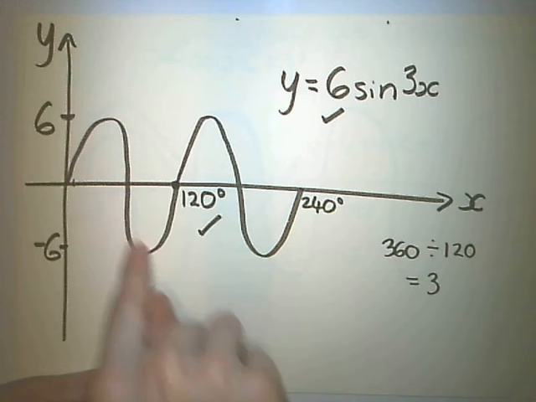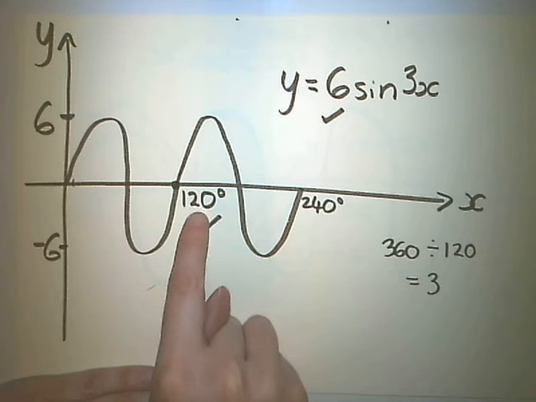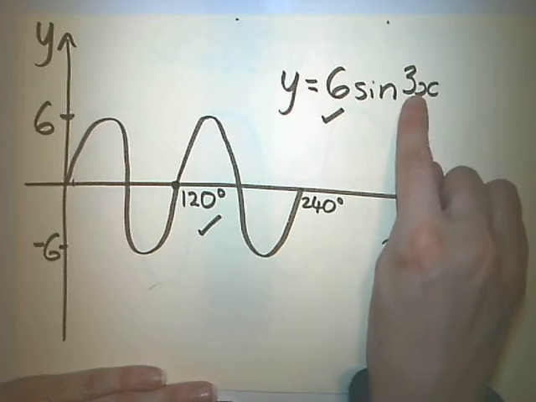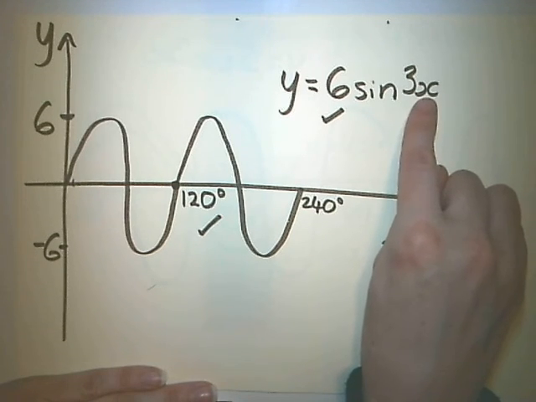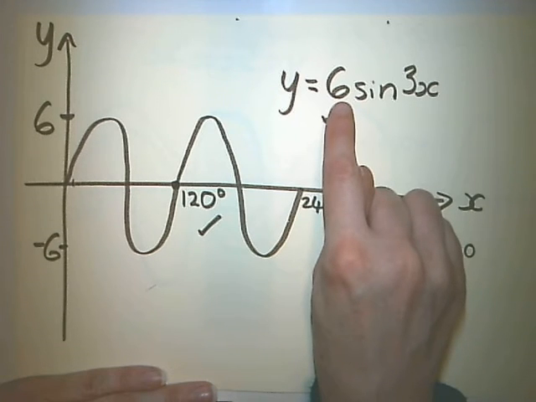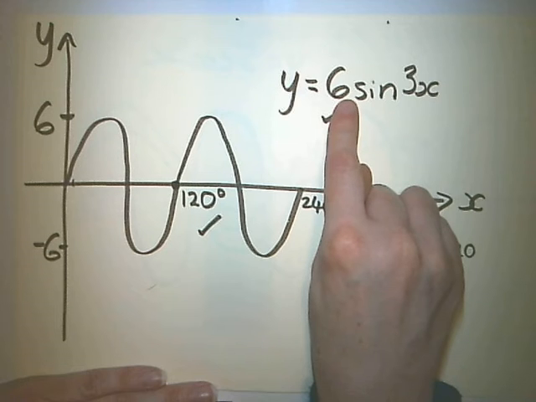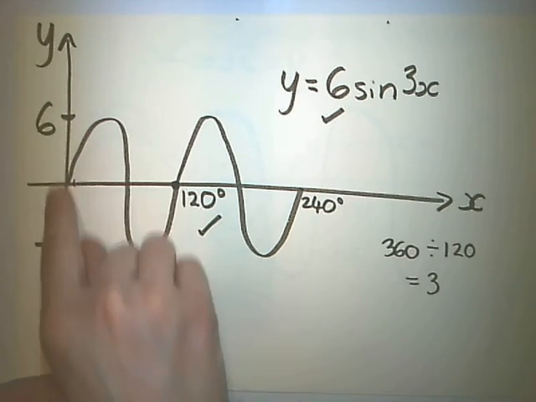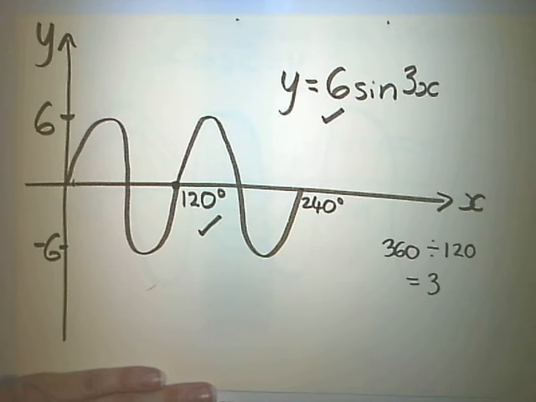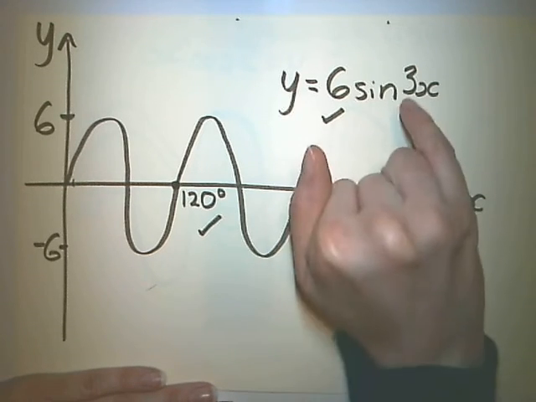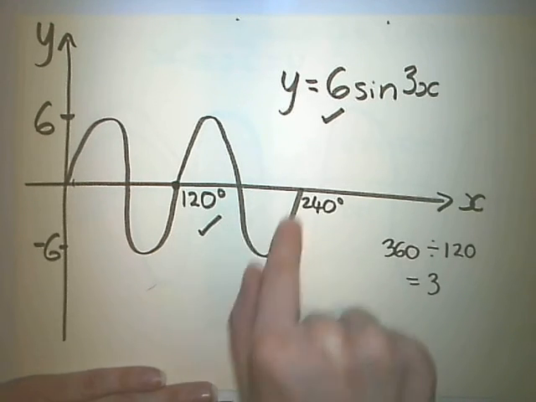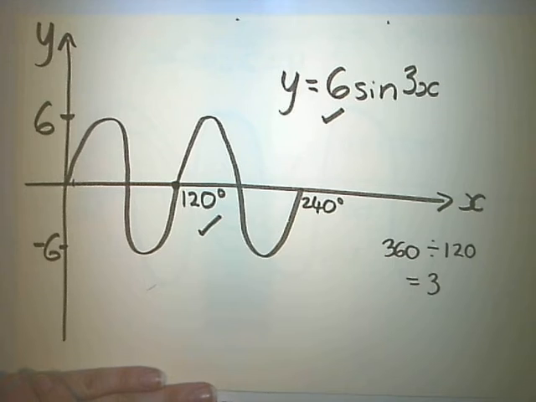So if one curve finishes at 120 degrees, 120 fits into 360 three times, so 3x would be in your equation for the graph, okay? The 6 is your amplitude, so I was just ticking the 6 to say that's correct because we've got the 6s on top and bottom. And it's a sine curve, okay?